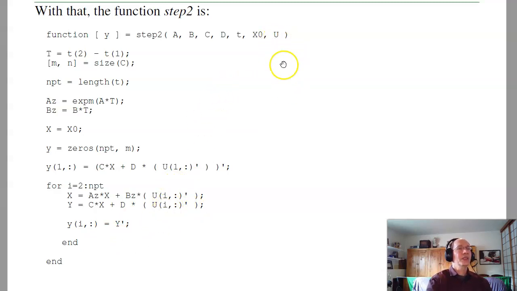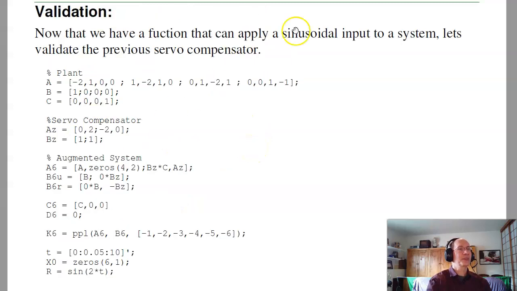And each column of U corresponds to each input. Here I only have a single input, so U is just a column vector. So that's the MATLAB command step 2. Once I create it, I can now use it to find the response to a sine wave.